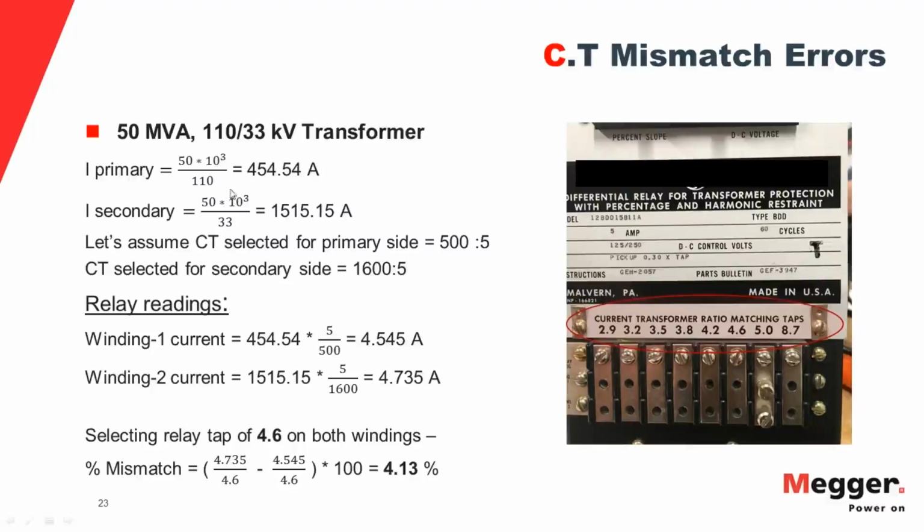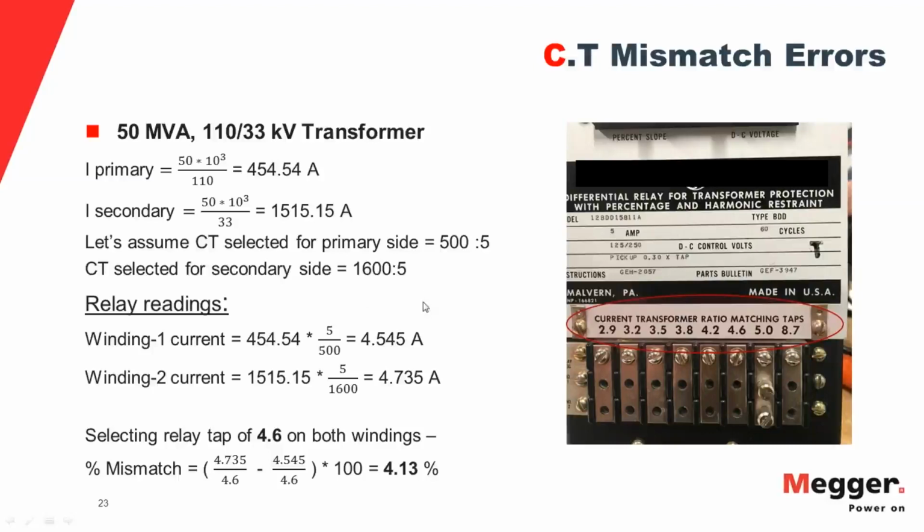Now the problem is I do not have a tap which says 4.545, neither do I have a tap which says 4.735. What I have is a tap which is 4.6 or 5. So what I will do is take out the screw here from the 5 amp tap and put it on 4.6. And I will do that for both the windings.